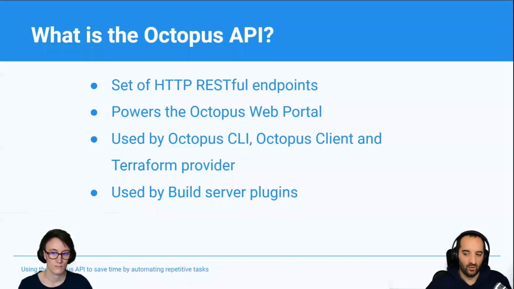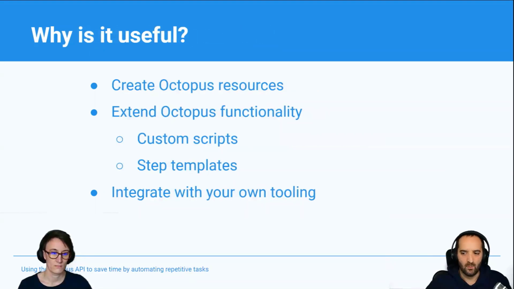So we've talked a little bit about what it is. Why would you want to use it, and why is it useful? One major benefit is that you can automate the creation of Octopus resources. Now, that might be a project, a set of environments, tenants, the list goes on. So if you've ever had a time where you had to do something more than once manually in the web portal, then the REST API can more than likely come to your rescue.